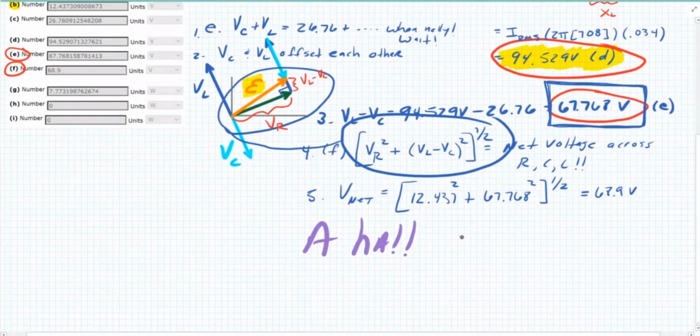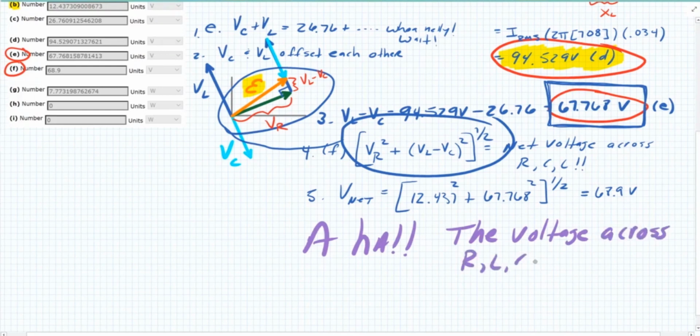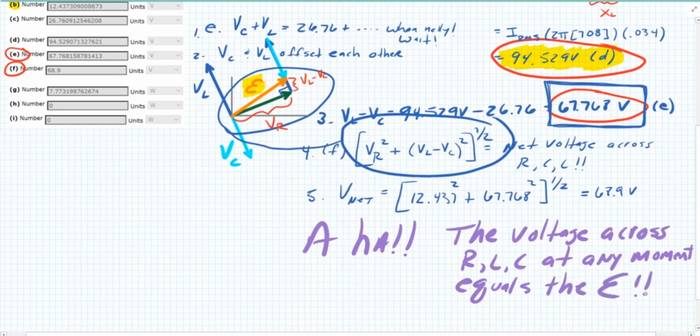Here's the moral of the story. The voltage across R, L, and C at any moment equals the source. So this is Kirchhoff's loop rule.